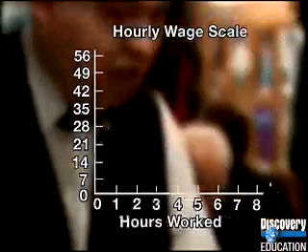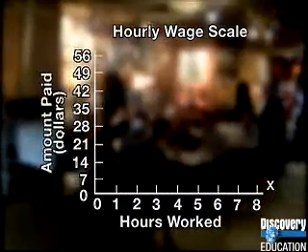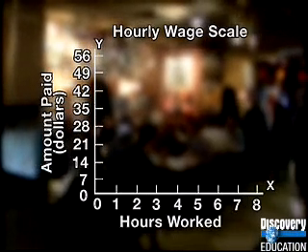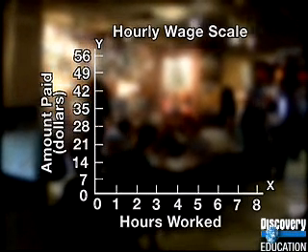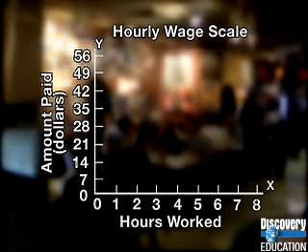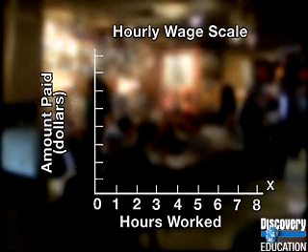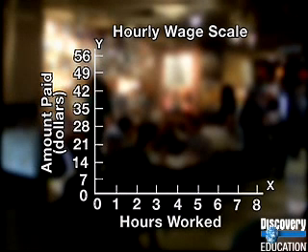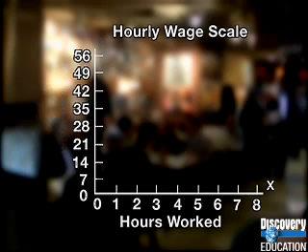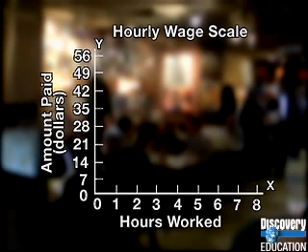Represent the hours worked along the x-coordinate and the amount paid along the y-coordinate. The variable that influences the other is represented on the x-axis, and the dependent one is on the y-axis. We can associate each point on the graph with a pair of coordinates. The values are the hours worked, x, and dollars earned, y. For example, the first point shown is 1 hour, $7, and the last point shown is 8 hours, $56.